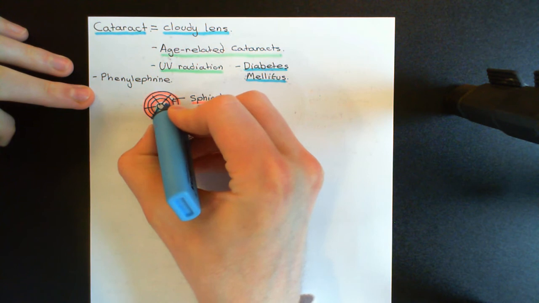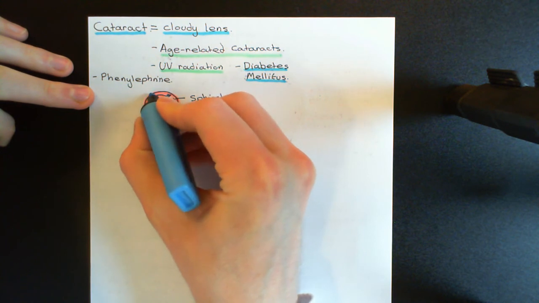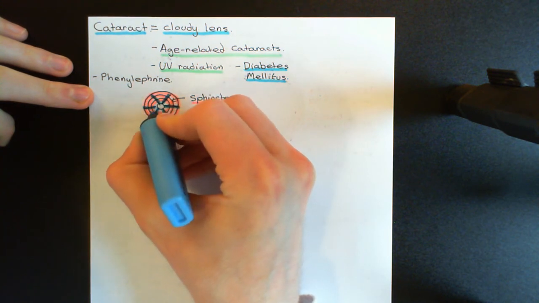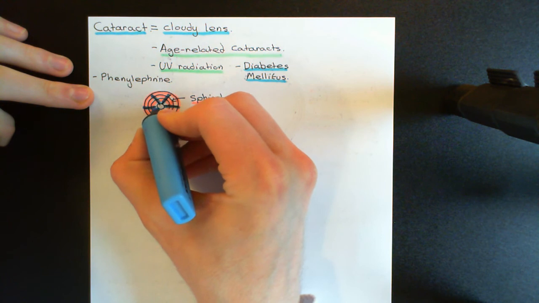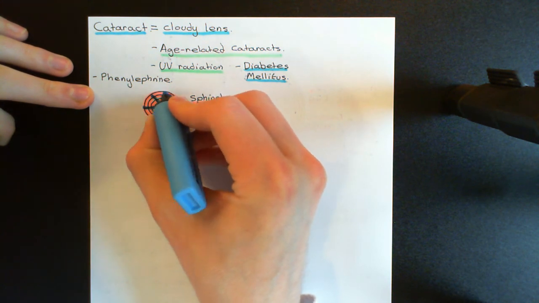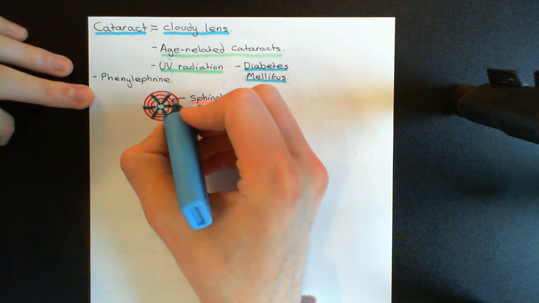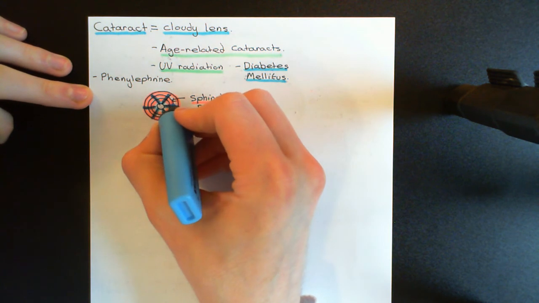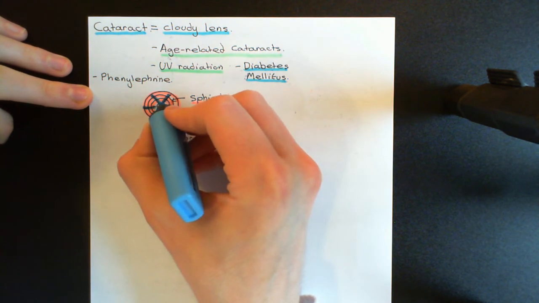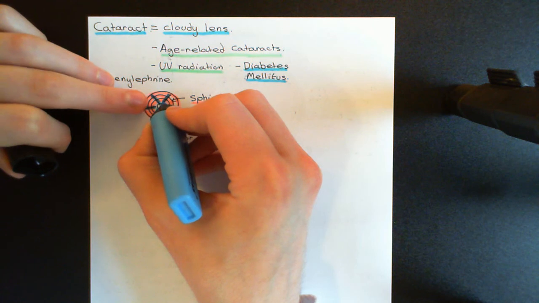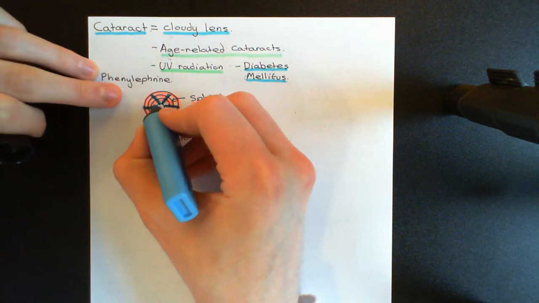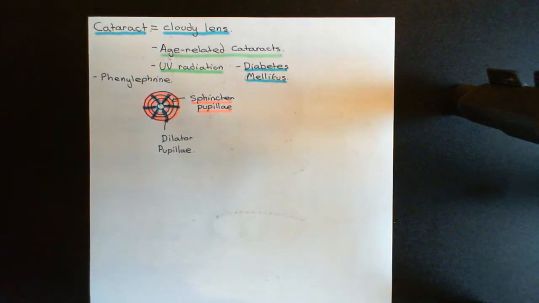The dilator pupillae muscles, if you think about what will happen if these contract, well, if they contract, these arrangements of smooth muscle cells, then they'll become shorter. These radially going lines of smooth muscle cells will pull the pupil outwards. They'll increase the size of the pupil. I hope that's reasonably intuitive.